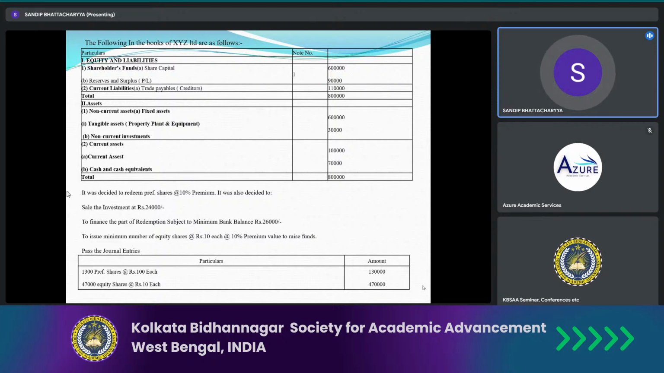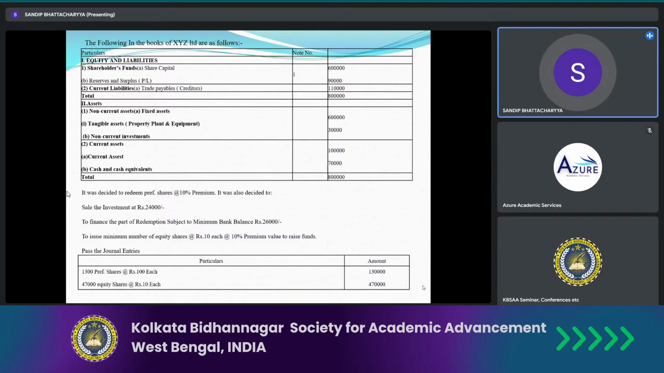Now they come to the asset side. That is the non-current asset, that is the fixed asset. Under the fixed asset, property, plant and equipment, that is the tangible asset, is rupees 6 lakh. And you are having the non-current investment of 30,000. So the total fixed asset, that is the non-current asset, is 6 lakh plus 30, that is 6 lakh 30,000.